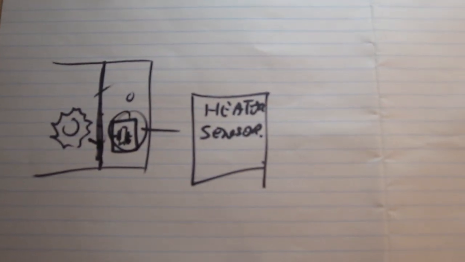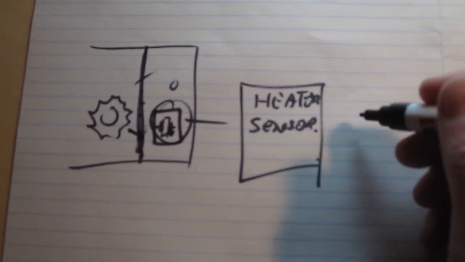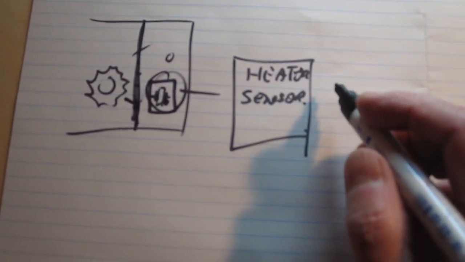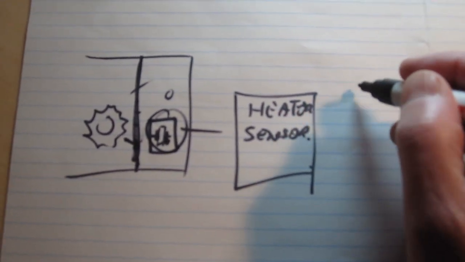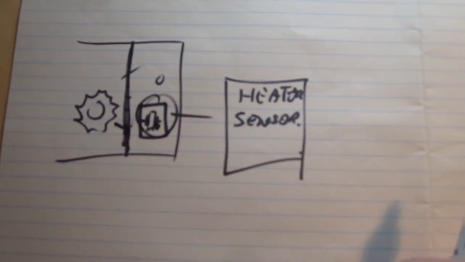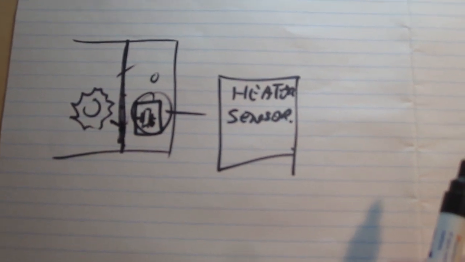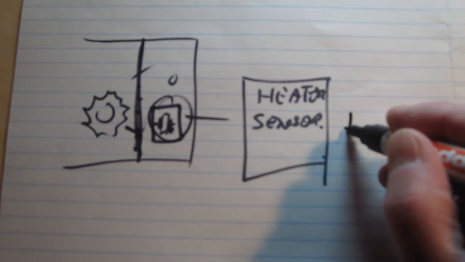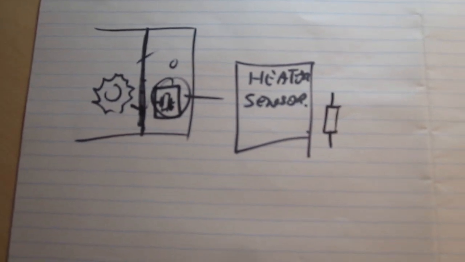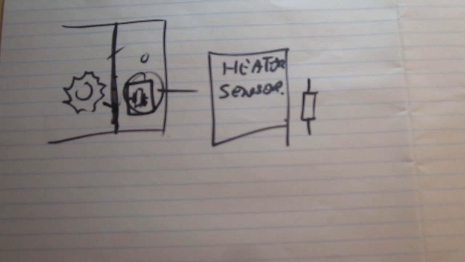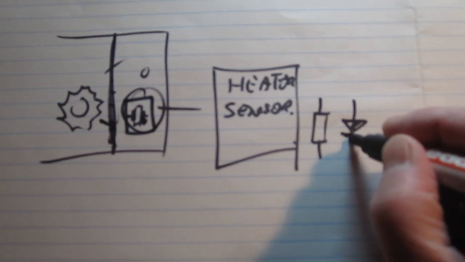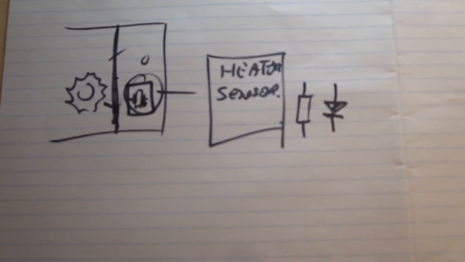For the heater I was thinking about a MOSFET. You can heat, of course, with resistors, etc., but this semiconductor already heats itself, so I want to use an IRF MOSFET 530, 540 or whatever as a heater. Then we need a sensor. You can use a negative temperature coefficient resistor, but I didn't have it, so I used a single diode. That's also possible.